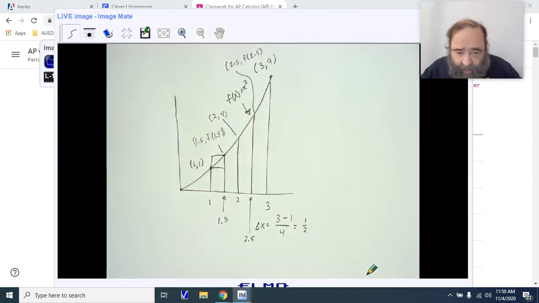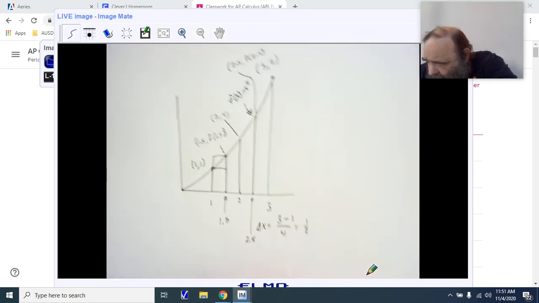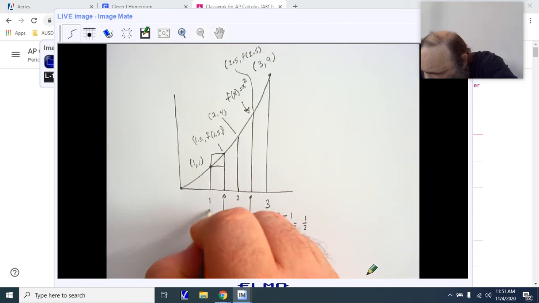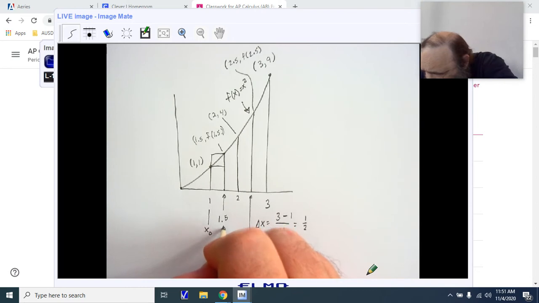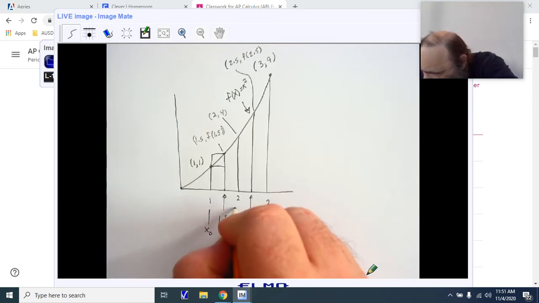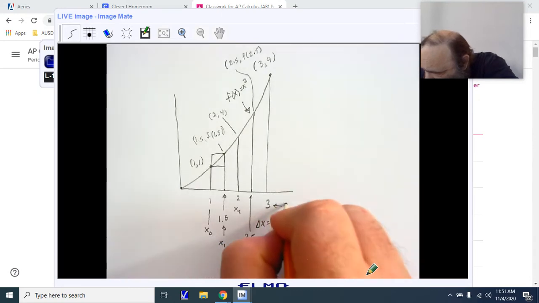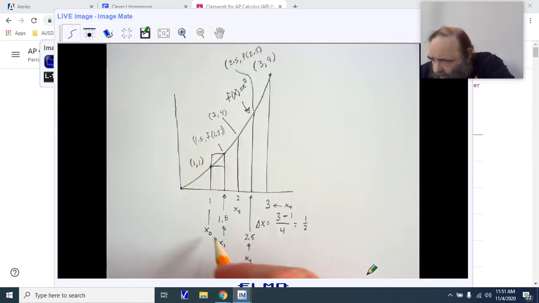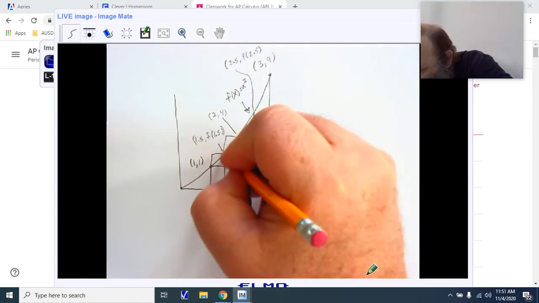Now you'll notice, if I'm working with this left side, that I need to work with my 1, which is going to be our x sub 0, where we haven't moved yet. This is x sub 1, x sub 2, x sub 3, x sub 4. And we want to work with just the first 4 as opposed to the last 4. Notice the last 4 give us the heights of the upper rectangles.